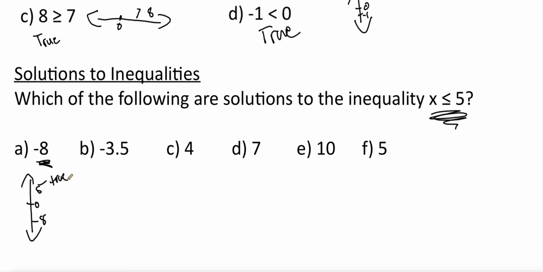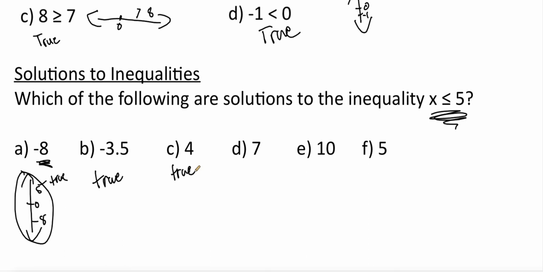Let's look at B. We have -3.5. Well, I know -3.5, if we think of degrees, is colder than 5, so this is true as well. What about 4? Well, if we make that number line, we know 4 on this number line is going to be below 5, so this is true.